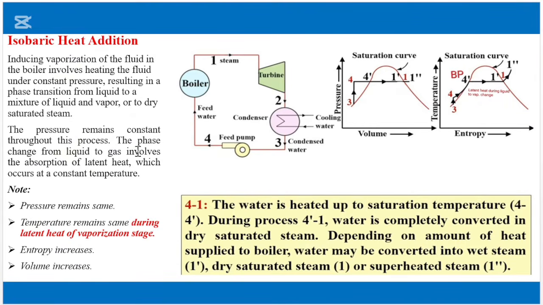So here you can see that it is happening at constant pressure. The question is, why constant pressure? Pressure remains constant during the heat addition process because the boiler is a closed vessel, first of all. Secondly, pressure must be constant in the heat addition process because any change in pressure will result in change in boiling point of the water.